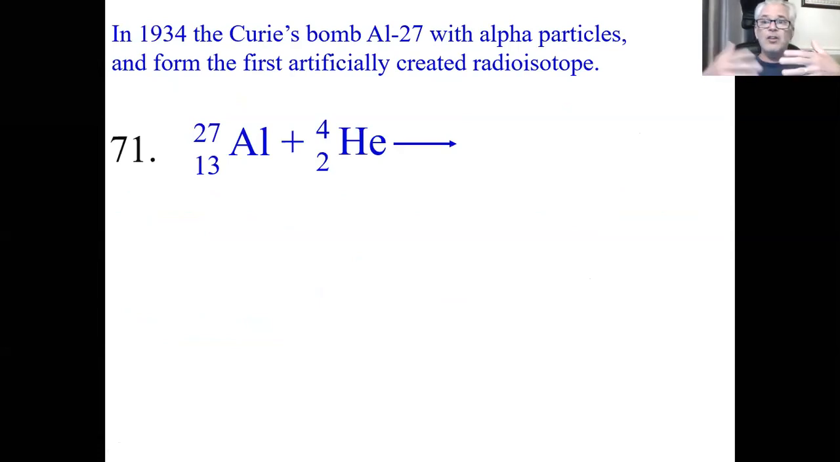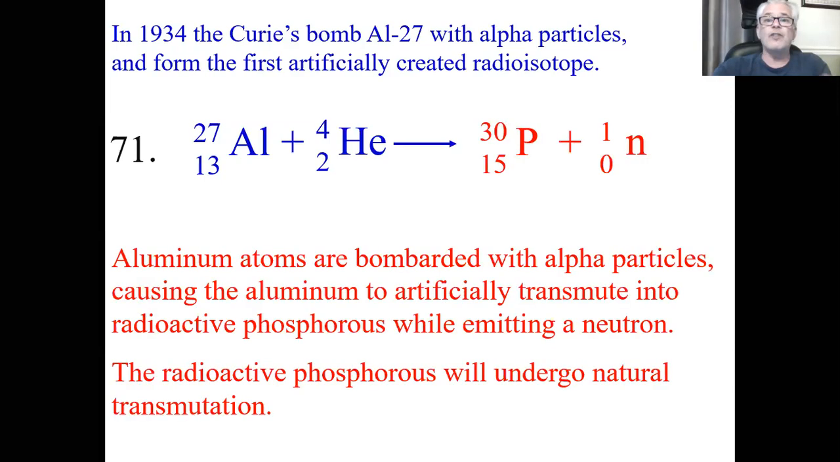The other ones, they made elements that were fine, carbon-12 and oxygen-17, perfectly not radioactive. This one is going to form something called radioactive phosphorus-30. So an aluminum bombarded by helium nuclei or an alpha particle gets smashed into it, it turns itself into phosphorus, and a neutron has to pop out to keep the math even. This is called artificial transmutation.